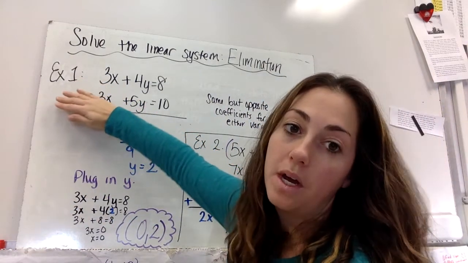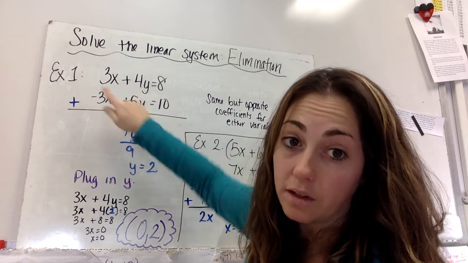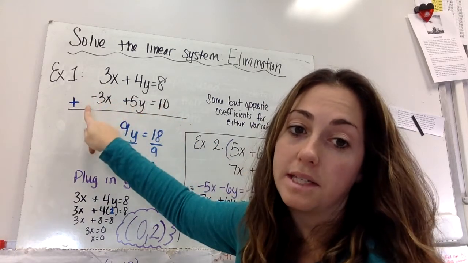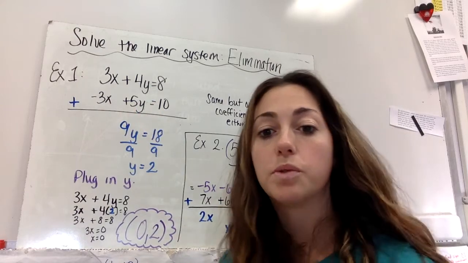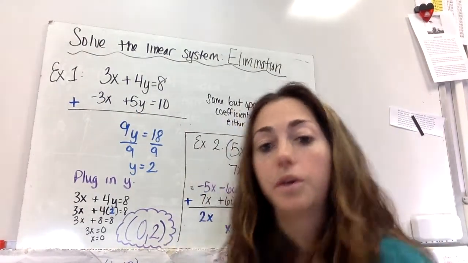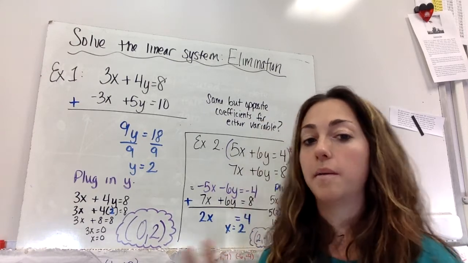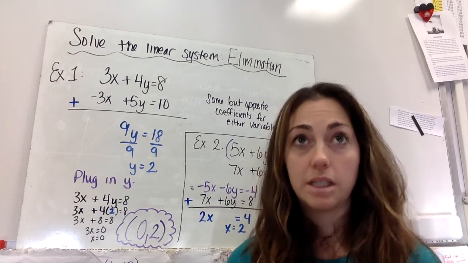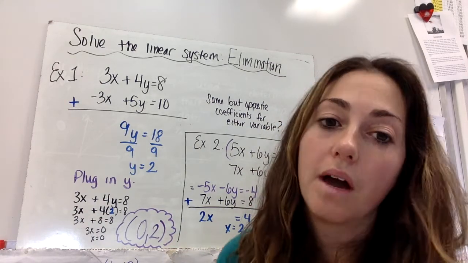So, for example, we've got this one equation, 3x plus 4y equals 8, looking here. And our second equation is negative 3x plus 5y equaling 10. So we want to know, where do those two lines meet? So we could graph them. We learned that. We could use substitution. We learned that. Well, now we're using elimination. And what elimination is, think of the word eliminate. We're going to eliminate a variable.